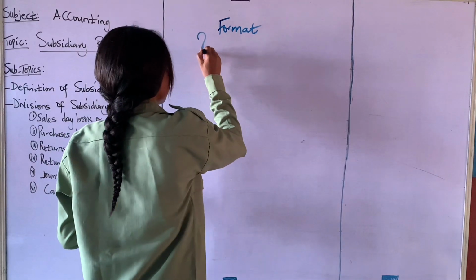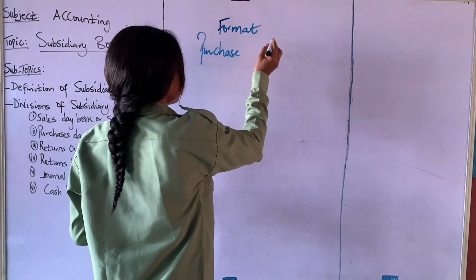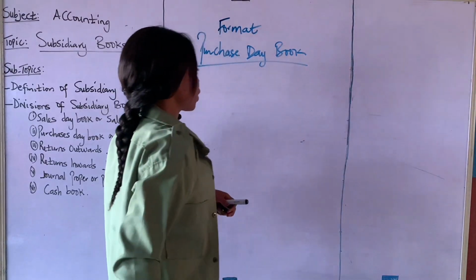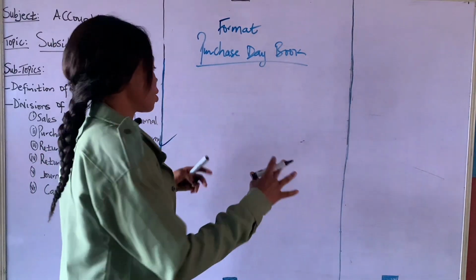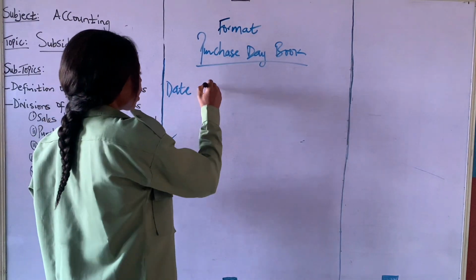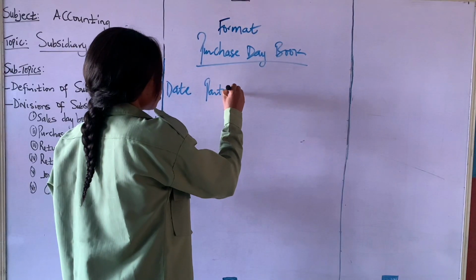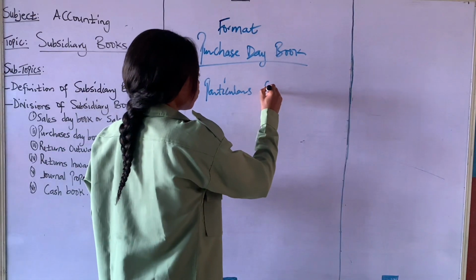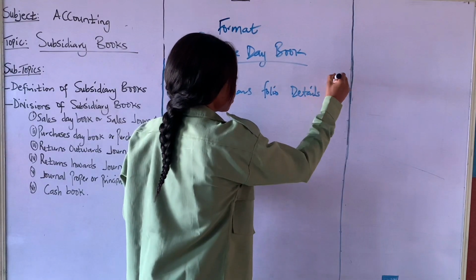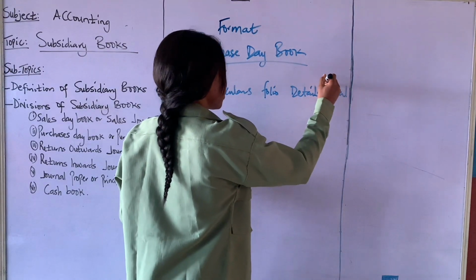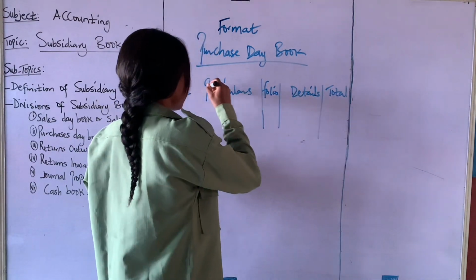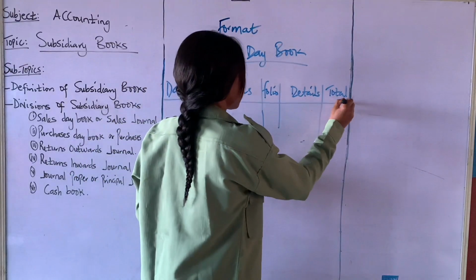of the purchase daybook. Okay, so it's the same format we used, the same format as that of the sales daybook. We have the date, the particulars, the folio, the details, and the total. Okay, this is the format. This is how it looks, same as the sales daybook.